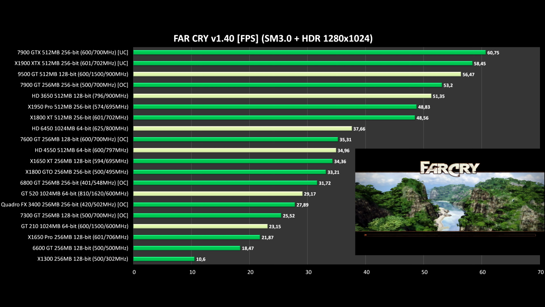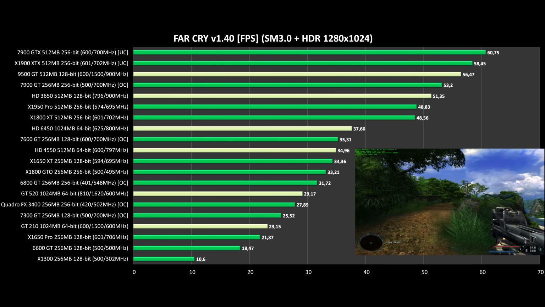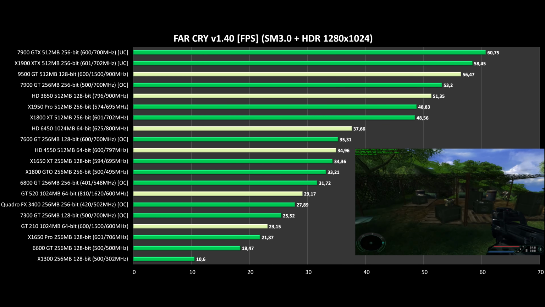Far Cry is a CryEngine 1 game and is the predecessor to Crysis. Let's start from the bottom cards with GT210, which is showing its superior shader performance with average FPS of 23, making it 6% faster than X1650 Pro. At the same time, however, an overclocked 7300 GT is 10% faster than the slowest DirectX 10 card.